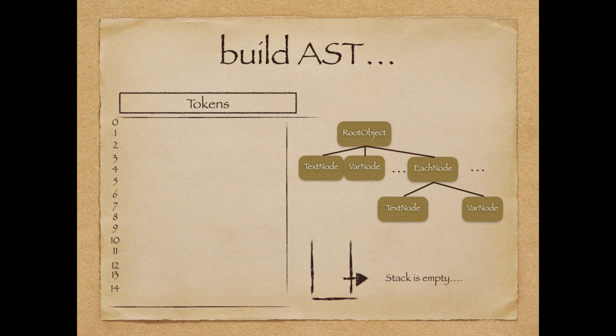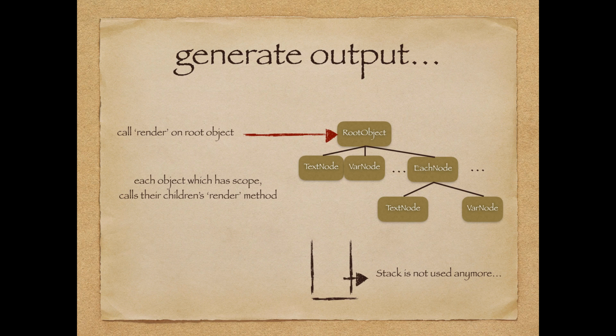After we finish processing the tokens, the tree is ready and the stack is empty. If the stack is not empty, then some elements are not closed in the template. So we know that there is a problem. And then how to generate the output?